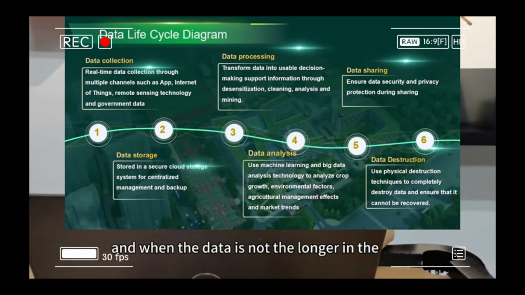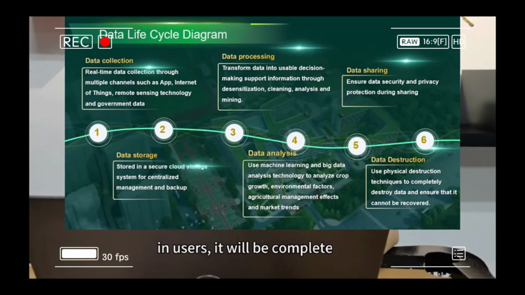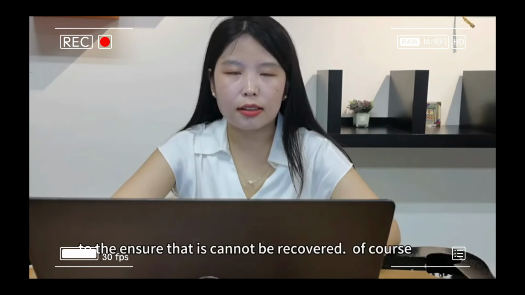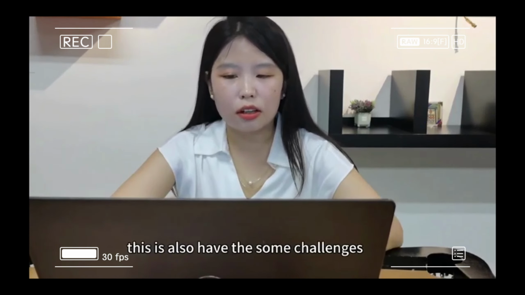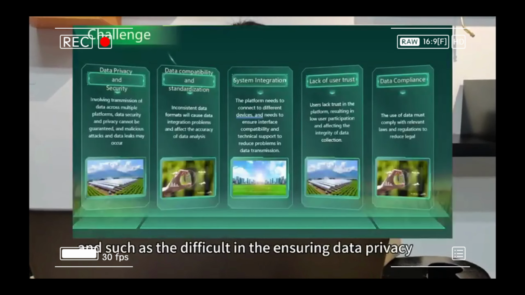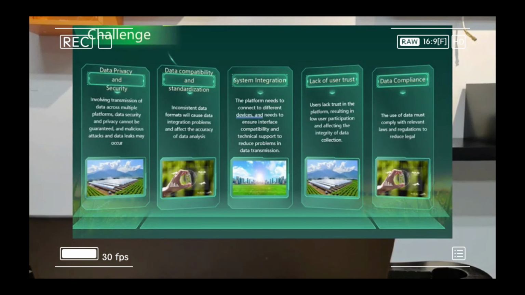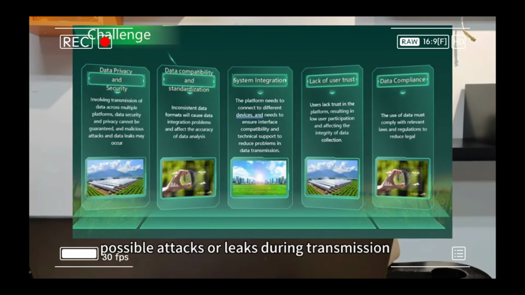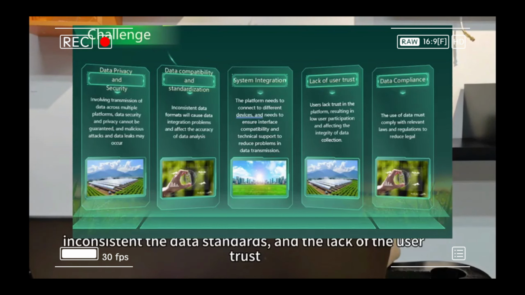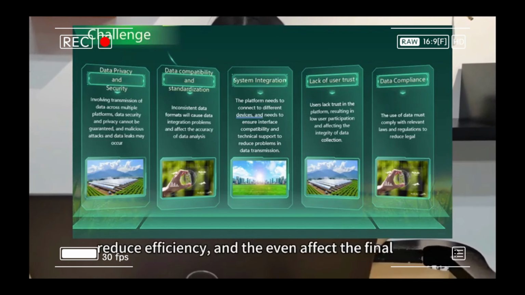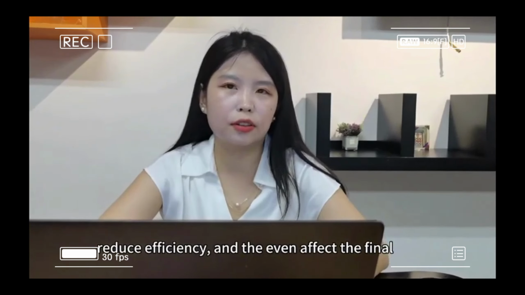When the data is no longer in use, it will be completely cleaned, with physical destruction and other means to ensure that it cannot be recalled. Of course, this system also has some challenges, such as the difficulty in ensuring data privacy and security. First of all, there is the lack of consistent data standards and the lack of user trust.